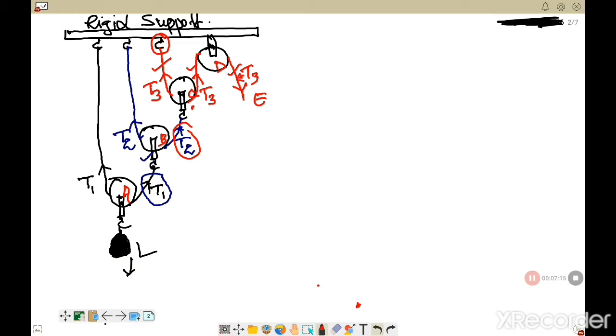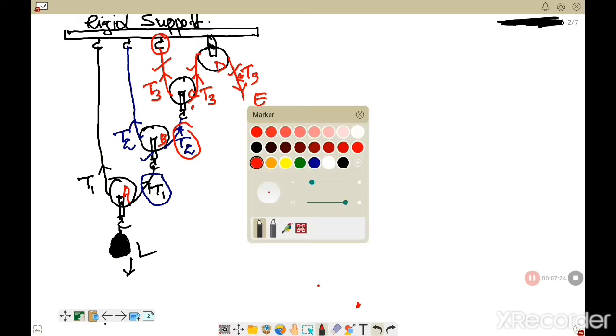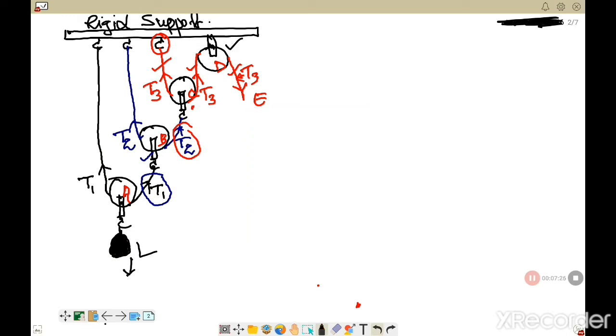Alright, so I hope you have understood how we have arranged or combined several pulleys, where one pulley, in this case pulley D, is fixed, whereas pulley A, pulley B and pulley C are movable. So one pulley is fixed and the other pulleys are movable. Alright, so now for this, let us find the mechanical advantage.